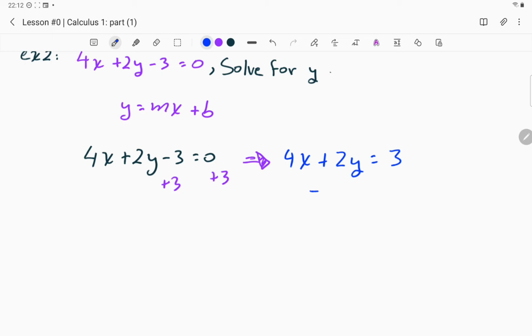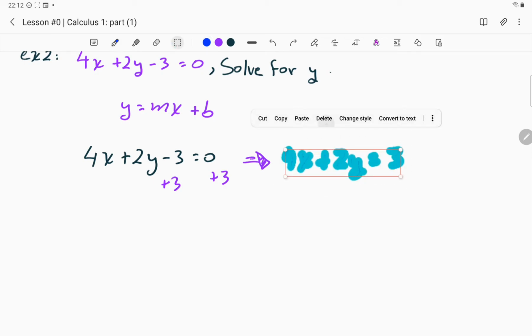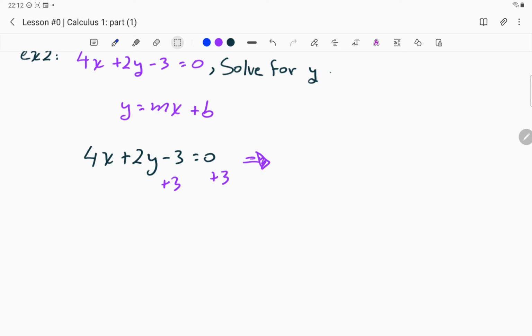Here's the thing, to do it, you have two ideas. Let's erase this for now. You have two different perspectives you can use, both correct, you can do whatever. It's either by adding 3 on both sides, then subtracting 4x from both sides to get negative 4x plus 3 equals 2y, and then you divide by 2 and you get the y on its own, and you simplify that.